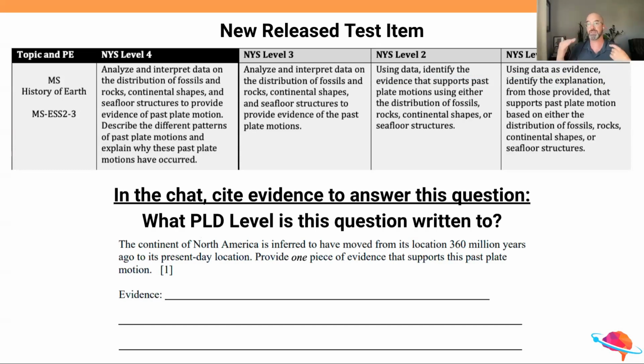And I want you to think about this question in the context of those PLDs. So this question asks, this is from what was released a year ago. The continent of North America is inferred to have moved from its location 360 million years ago to its present day location. These are the release test items that were released, I think, a year ago. We give students some data tables, some maps, some images, and a whole bunch of text that they look through in order to answer this question.